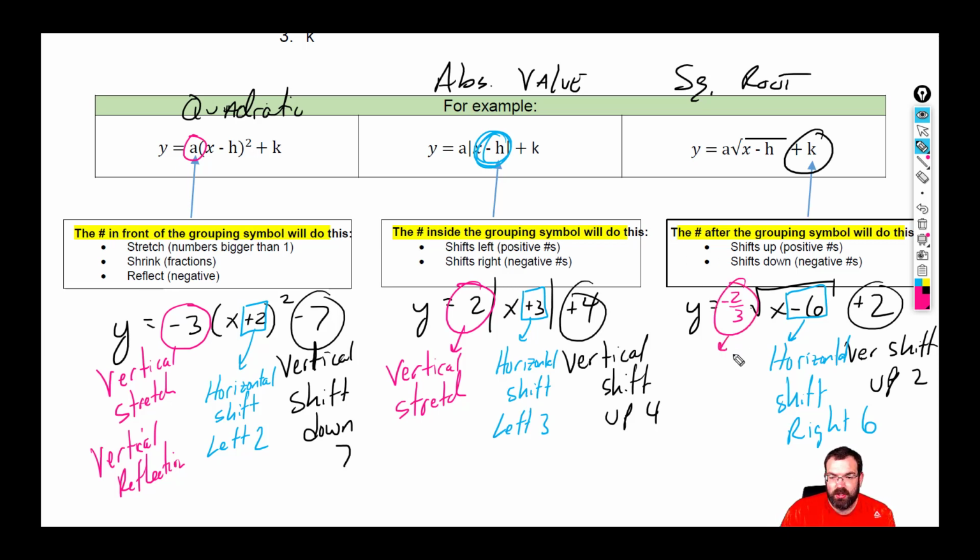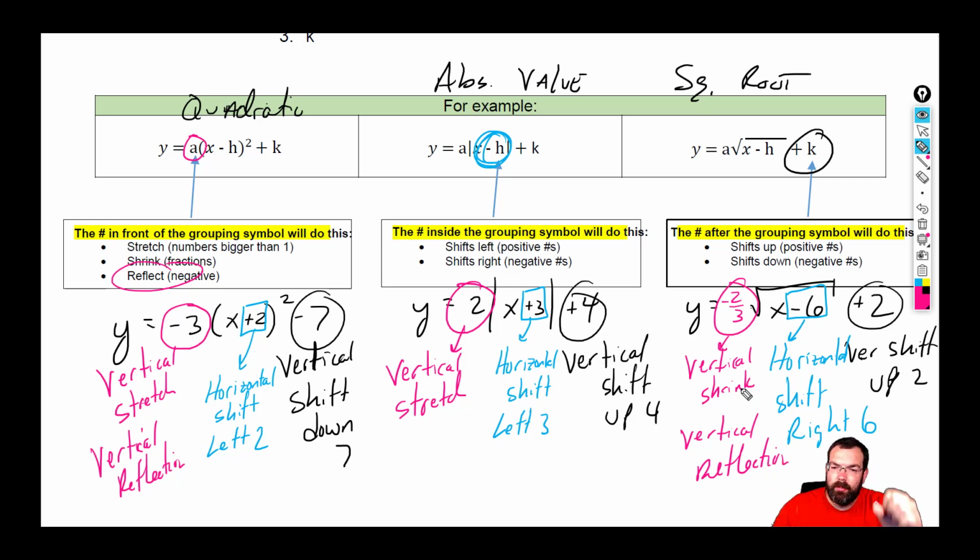Let's look at this one. What does the a value do? This is a vertical shrink. Because for a shrink, remember, it's less than 1, greater than 0. I don't care about the negative. What does the negative tell me? The negative only tells me that it reflects. So now I have a vertical reflection. I got a vertical shrink because the fraction is smaller than 1 but bigger than 0, and a vertical reflection because it's negative. We've got to put all of that together.